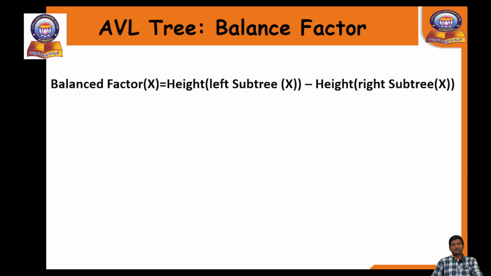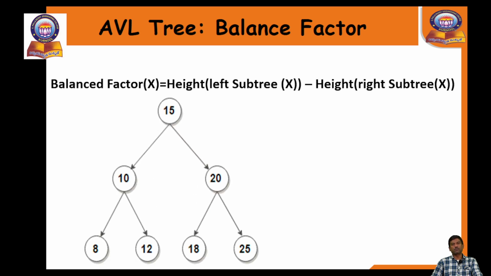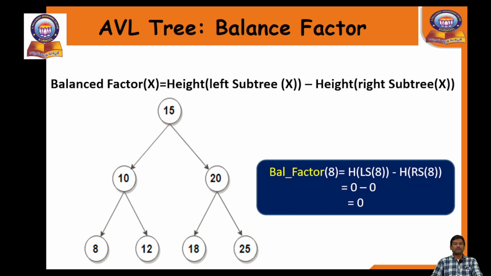So here, the balance factor of a node is given by the height of the left subtree minus the height of the right subtree. How do we find the balance factor of any node? Here, to find the balance factor of 8, we start from the leaf nodes. If you need to identify the balance factor of this node, the balance factor of 8 is given as the height of the left subtree minus the height of the right subtree. Are there any left or right subtrees for 8?